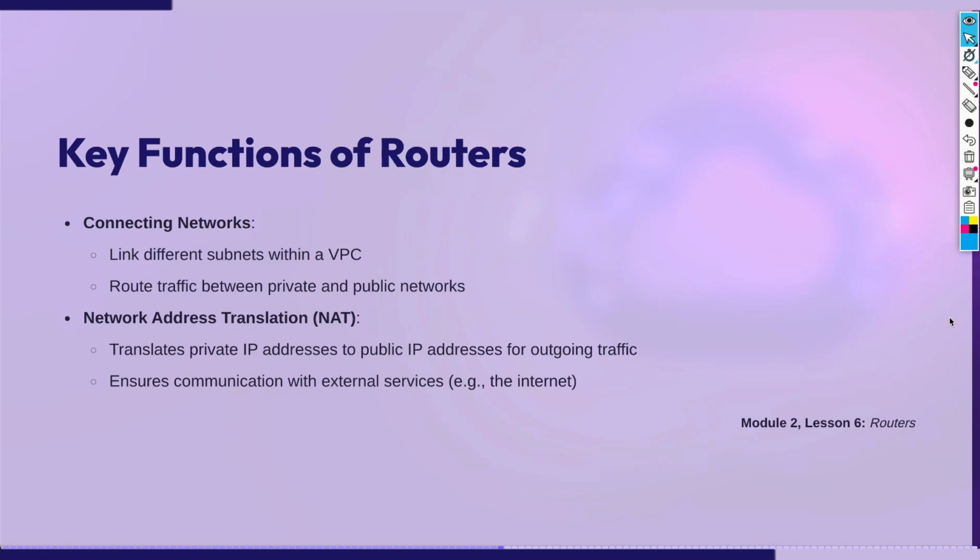Then we have NAT, network address translation. We've seen this a few times up until now, but haven't really dug into it. Routers convert IP addresses used within your cloud infrastructure into public IP addresses for external communication. NAT allows multiple VMs to share a single public IP, and this enhances security and the communication between your IP addresses, all right? It ensures communication with external services.